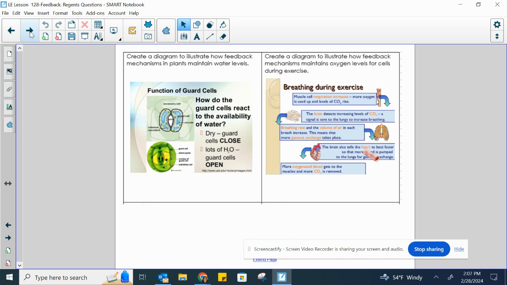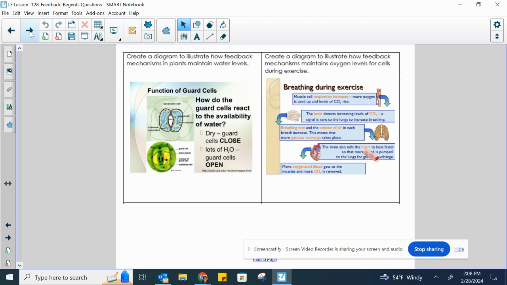When it is dry, those guard cells close up. That keeps that water inside the leaf. When there is a lot of water, those guard cells will open up, so that excess water can be released out of the plant. So go ahead and create a diagram to help you illustrate that.